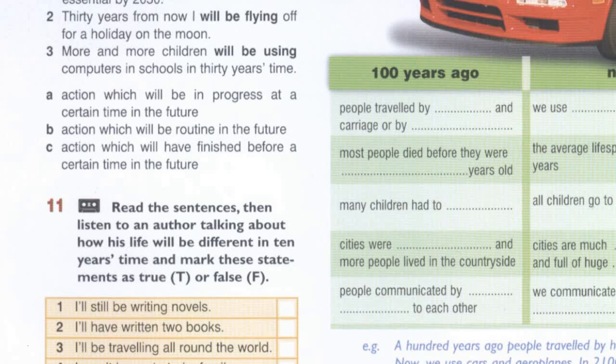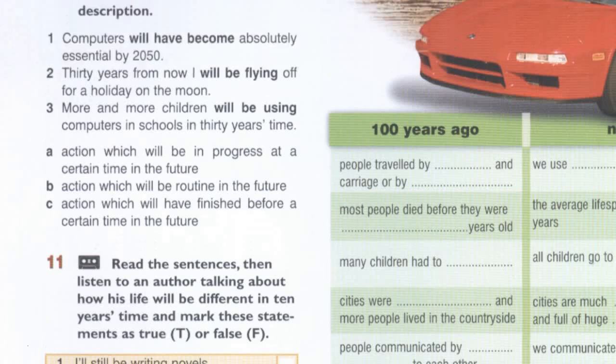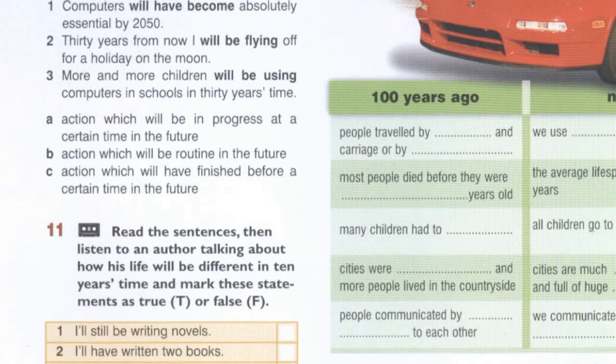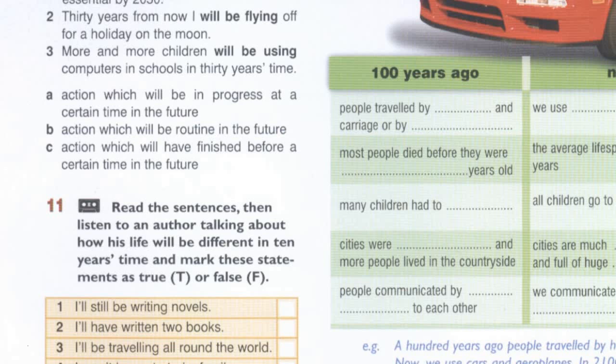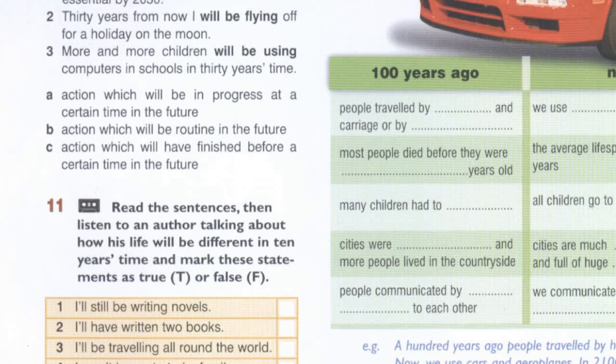How about number C? Action which will have finished before a certain time in the future. And this is the situation where you can use future perfect. Actually, future perfect means the tense in which an event or action is perfected at a certain time in the future. Okay, so remember the definitions: progressive or routine for future continuous, and perfected action before a certain time in the future for future perfect. And the formats are actually important to remember.